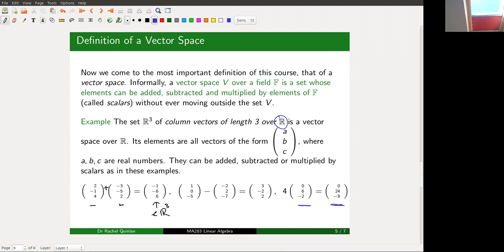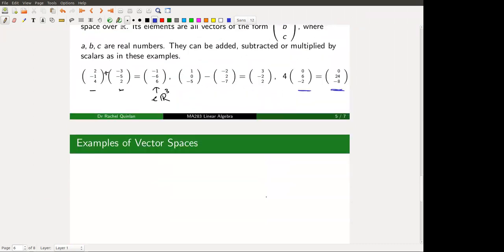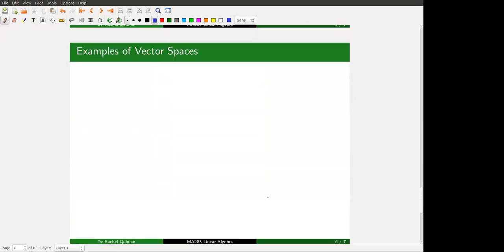But the point of this is that the set R3 of column vectors of length 3 is an example of a system whose elements can be added together, subtracted from each other, or multiplied by scalars, which are real numbers. So this is an example of a vector space over the set of real numbers. That's the first example, and that's a very typical example and a very important example for loads of reasons that we will see many times as we proceed. A couple more examples, and there are a few more in the lecture notes, but here are one or two more for the moment.